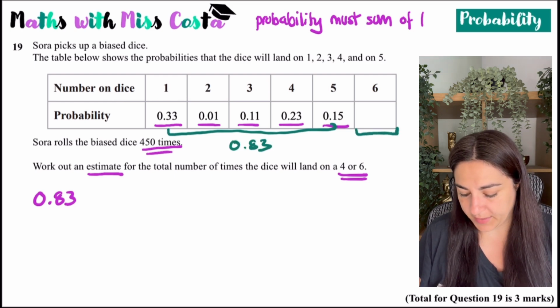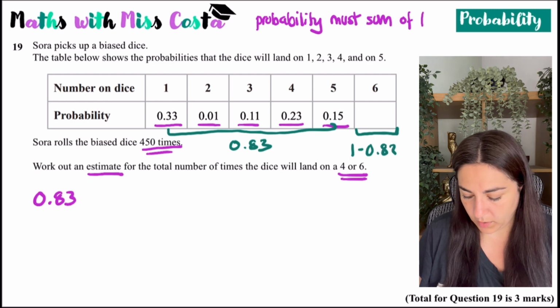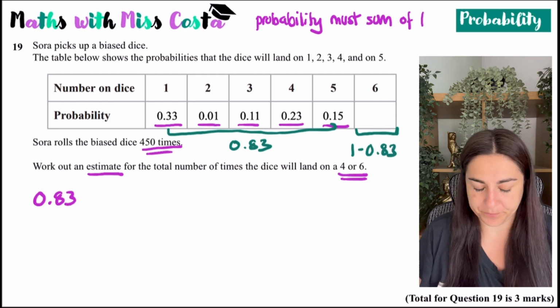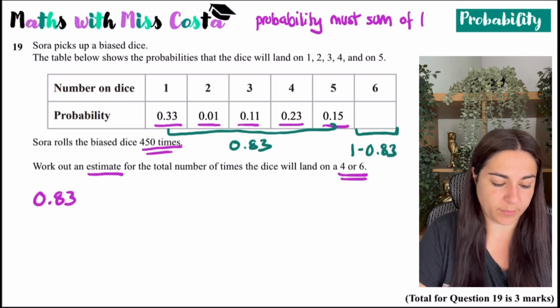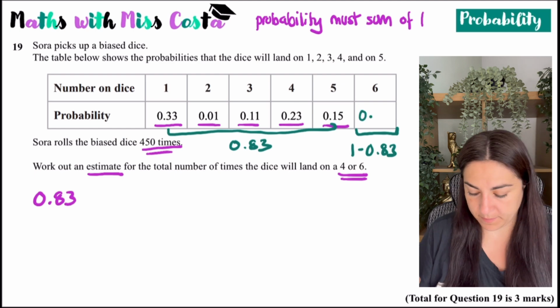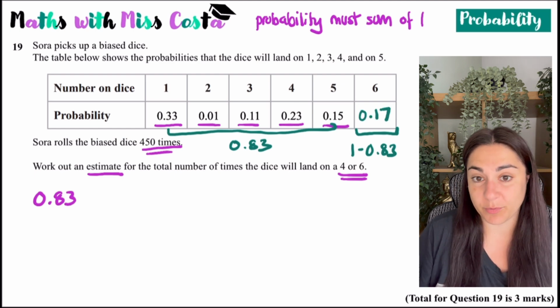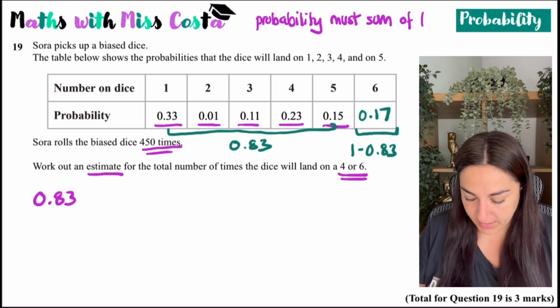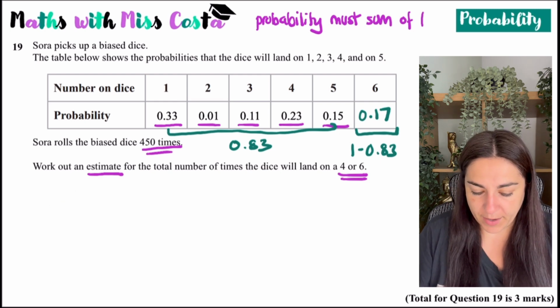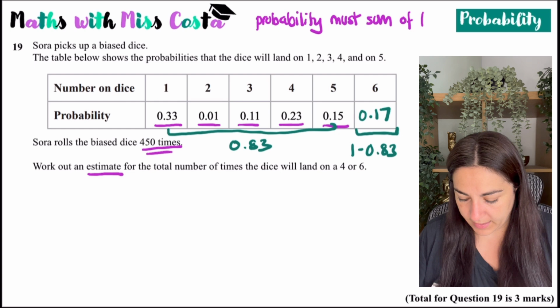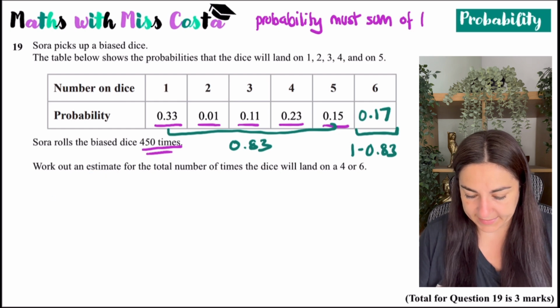So this little missing bit must be 1 take away 0.83. So if I do 1 take away 0.83, I find out the missing probability, which is 0.17. So I've filled out the probability table there. Now I need to work out an estimate for it landing on a 4 or a 6.